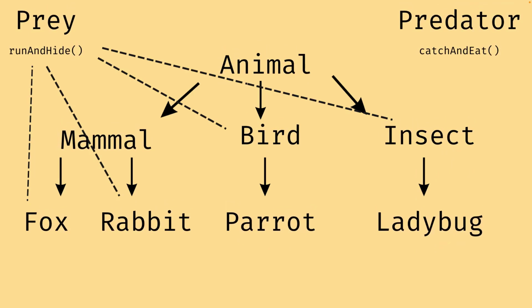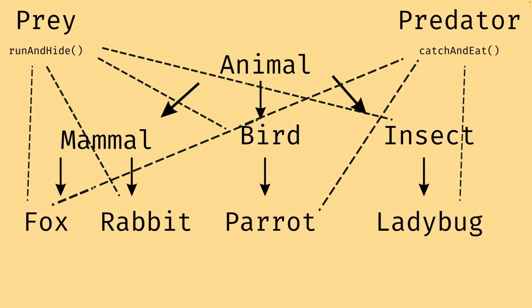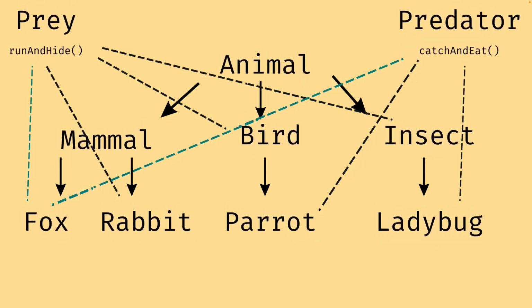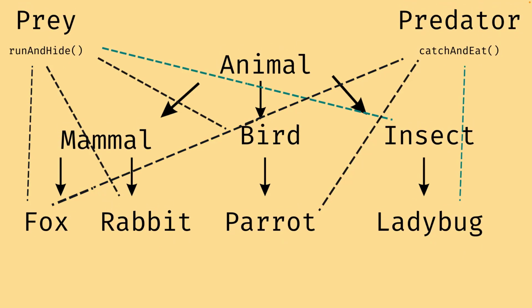A class can implement more than one interface. So this allows the class to be both prey and predator at the same time. Both directly, such as the fox, which is implementing the predator and prey interface. But also indirectly, such as the ladybug, which is prey via insect and the predator directly.